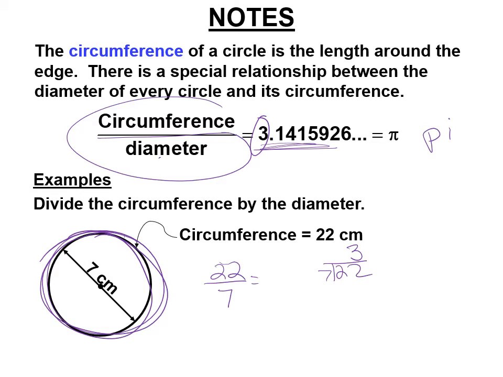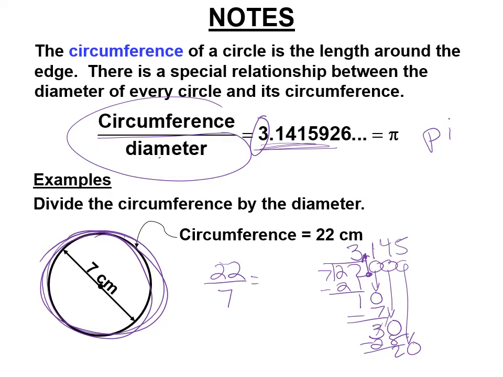3 times 7 is 21. Remainder 1. Right? 22 has a decimal. Decimal straight up. 0 straight down. 7 into 10 goes once. 1 times 7 is 7. Remainder 3. Bring down a 0. 7 into 30, 4. 4 times 7 is 28. Remainder 2. Bring down a 0. 7 into 20, 5. All right, so notice ours is not right.